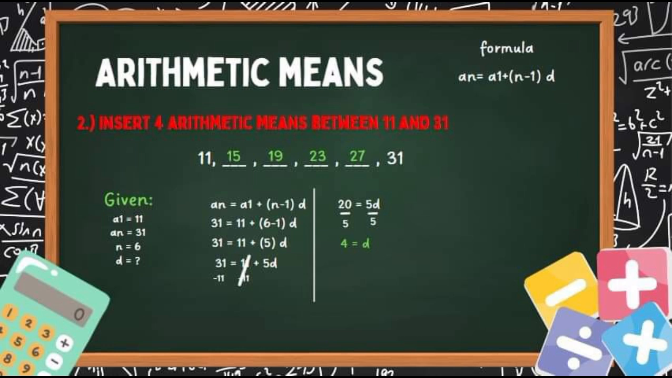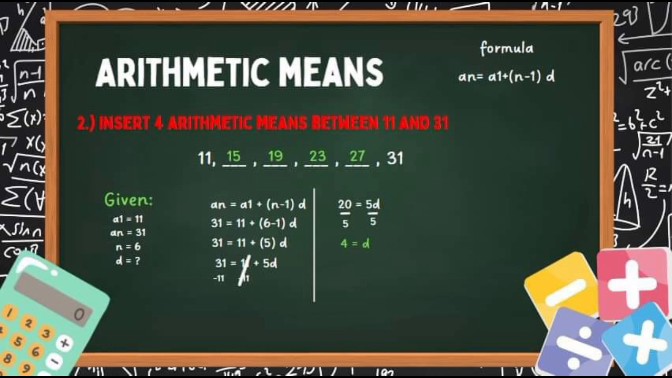A sub 6 equals 11 plus 6 minus 1 d. Ang a sub 6 po natin ay magiging 31. So, magiging po 31 equals 11 plus 6d minus 1d. 31 equals 11 plus 5d. Pinag-minus po natin yung 6d at 1d. 31 minus 11 is equal to 20, equals 5d.